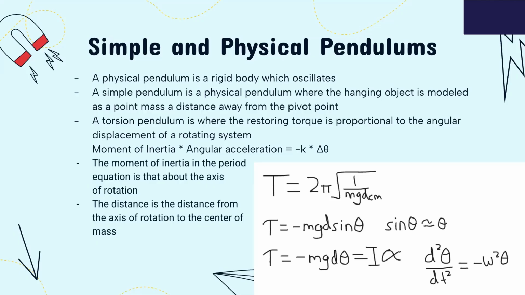So the torque will be equal to minus mgd sine theta. And we can assume sine theta to be theta. The torque is equal to minus mgd theta equals I alpha. And again, the simple harmonic motion equation, d squared theta over dt squared, equals minus omega squared theta.